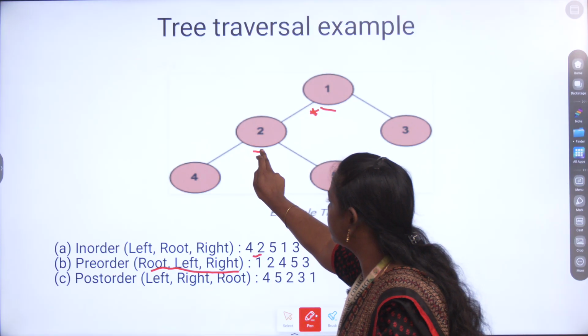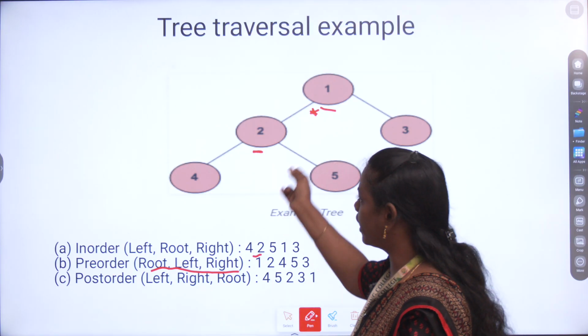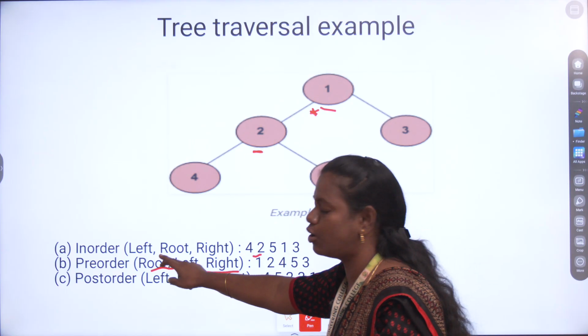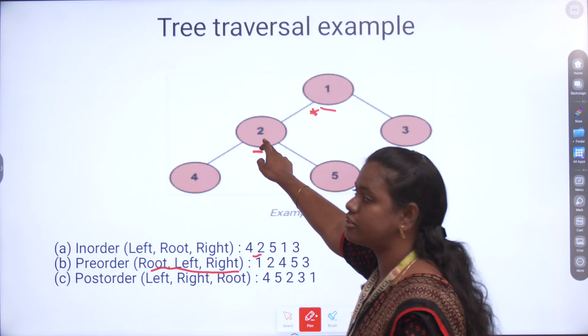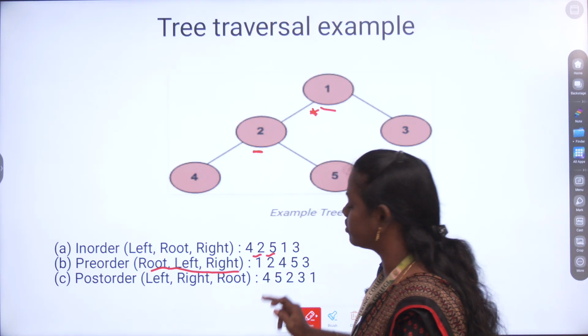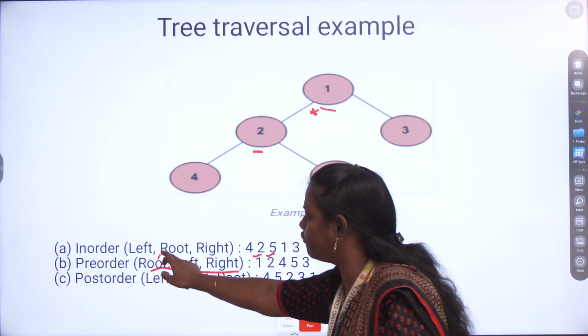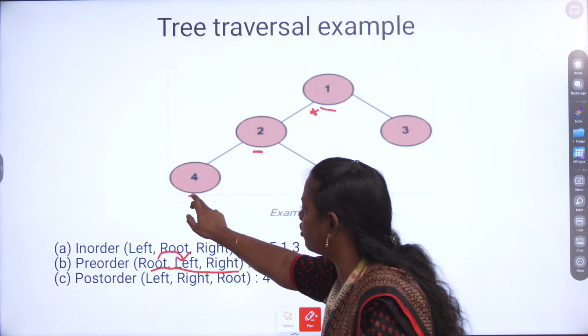So in the left side, this is my next node. Now again I am going to apply pre-order. If you apply pre-order, again you need to visit root, left, right. Here this is your root node. So first I am going to visit the root and then I am going to focus on left. So in the left side I am going to move.